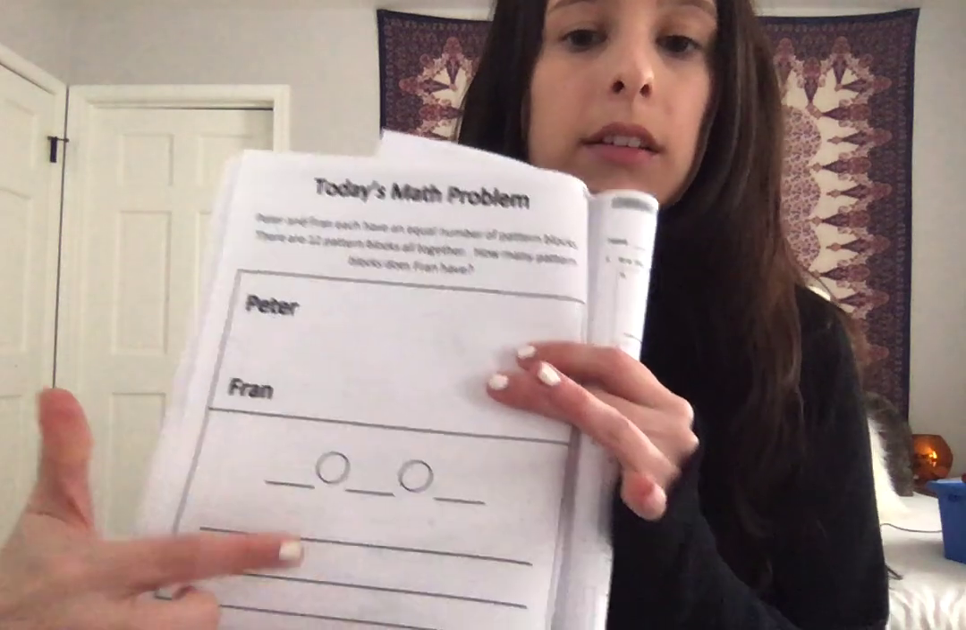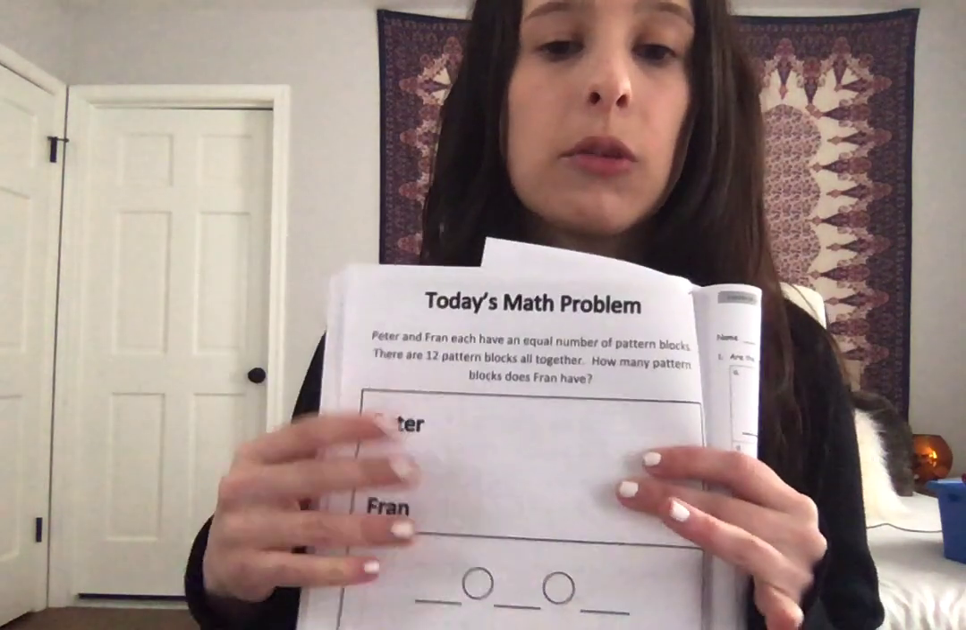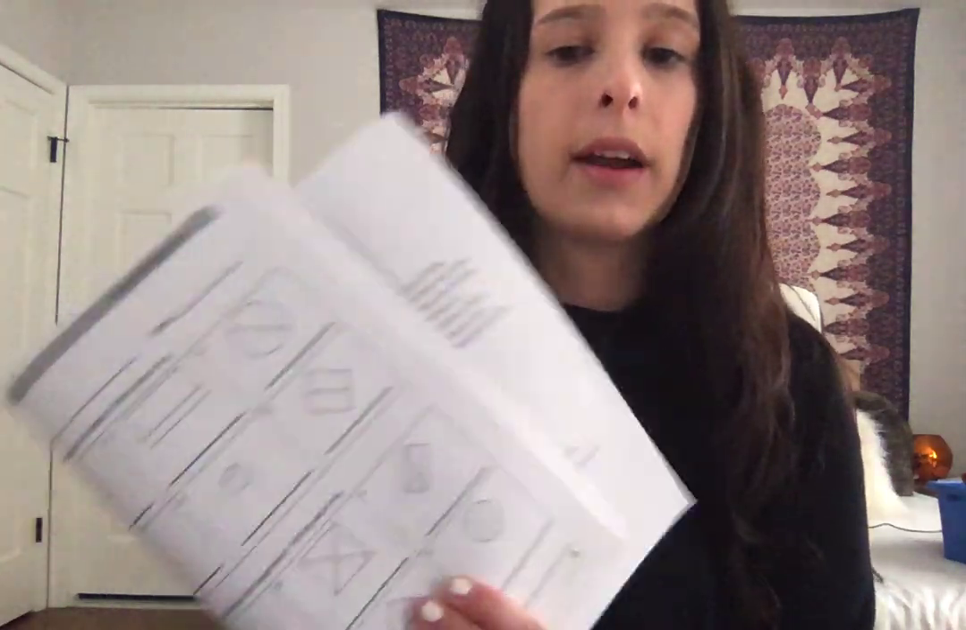It says Peter and Fran each have an equal number of pattern blocks. There are 12 pattern blocks altogether. How many pattern blocks does Fran have? So you have room for Peter, for Fran, your number sentence, and your word statement to answer that question. So that's what we're going to do first. Then it will go right into your problem set, which we'll talk about at the end of today's lesson.